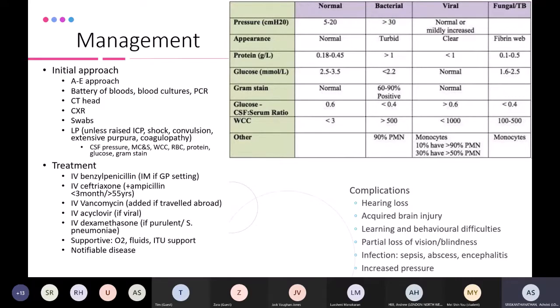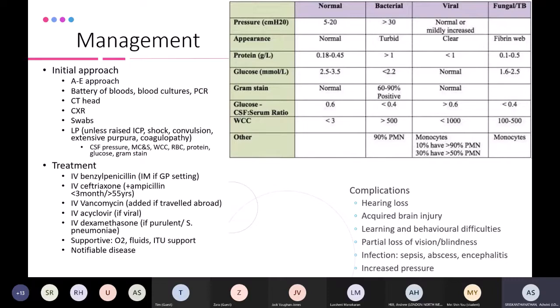Just to quickly go through the management though. Initial approach, ABCDE, always do an ABCDE approach with anything neurological. Do your blood cultures, do a PCR as well, just look for any organisms. CT head to rule out any other causes. Swab them, chest x-ray, and also want to do a lumbar puncture unless they've got raised intracranial pressure, because then that's a risk of coning. And then you'd also send off the CSF for microscopy, as well as looking at everything else in there too.